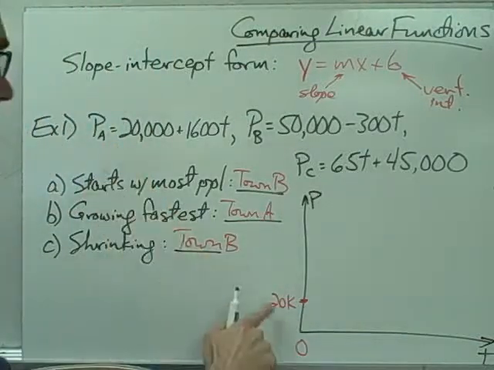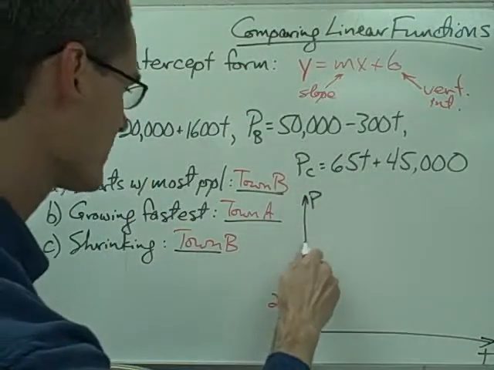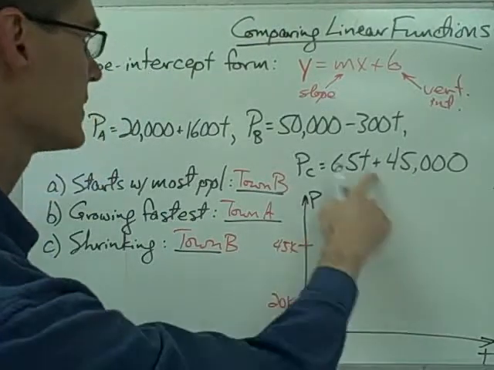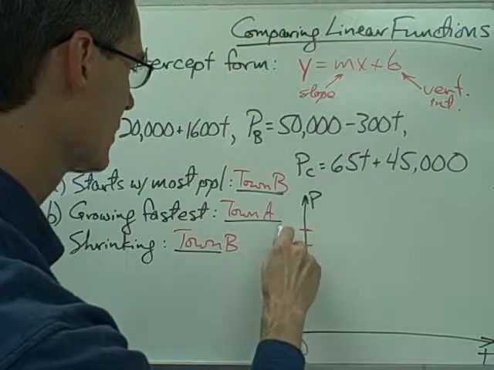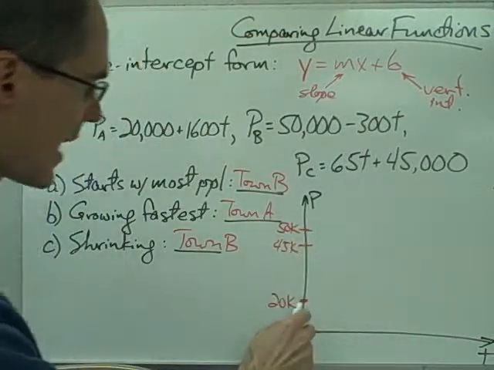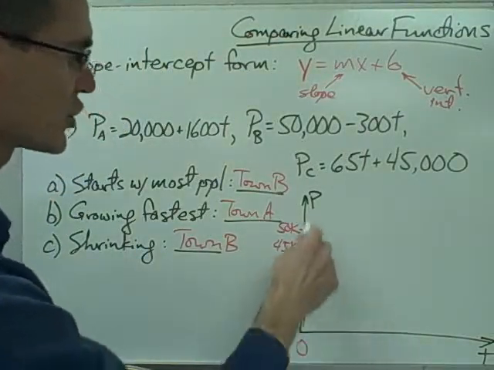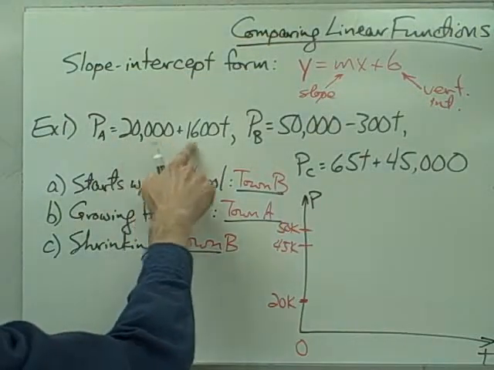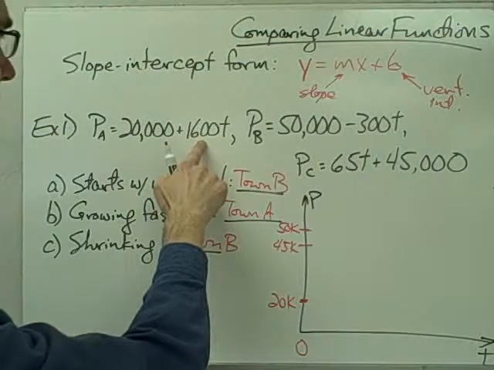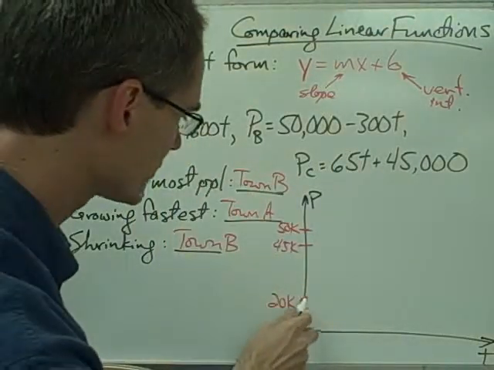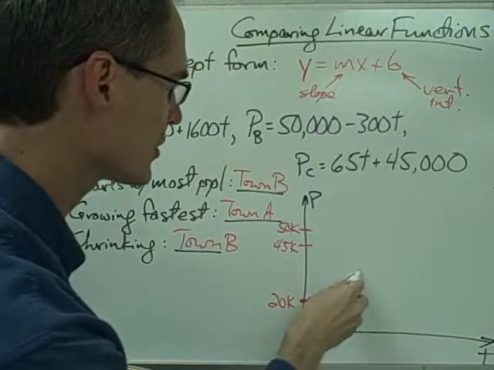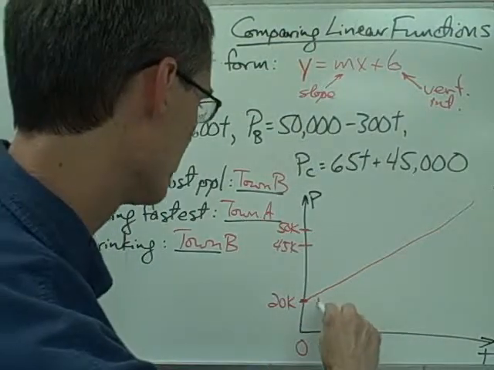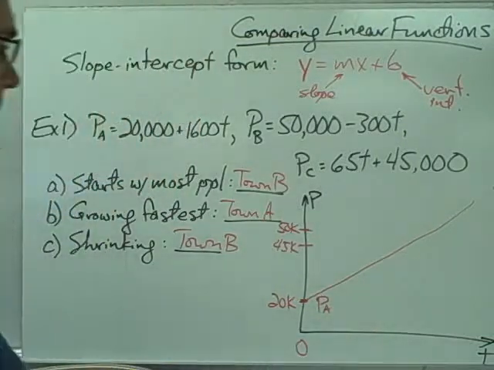So this would be town A. And 45,000 would be, let's say, about right here. And then the town with 50,000 is going to be right here. So now I know where each town starts at time t equals 0. For town A, its population is increasing, so I know that it's going to have a positive slope. So its graph is going to look something like that. This is the population of town A right here.